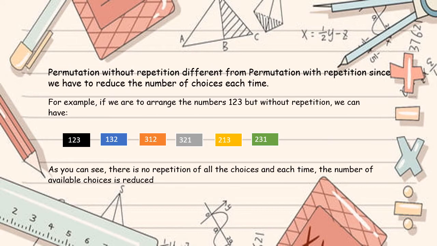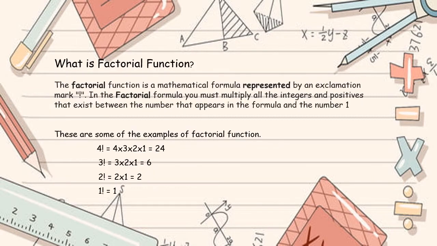On the other hand, permutation without repetition is different from permutation with repetition, since we have to reduce the number of choices each time. For example, if we are to arrange the numbers 1, 2, 3 but without repetition, we can have this as follows. As you can see, there is no repetition in all the choices, and each time the number of available choices is reduced.